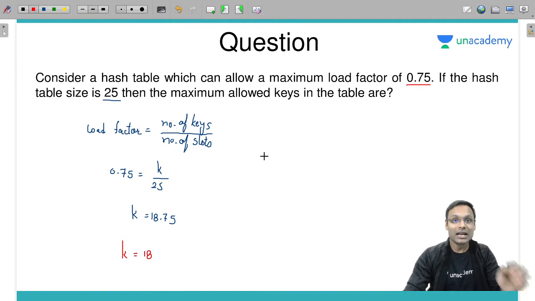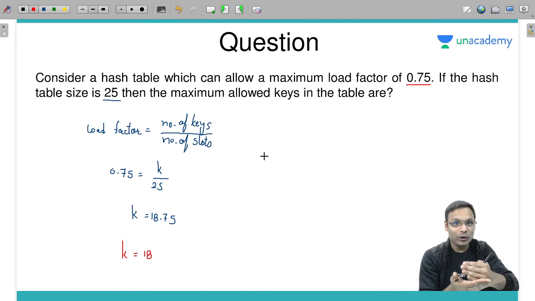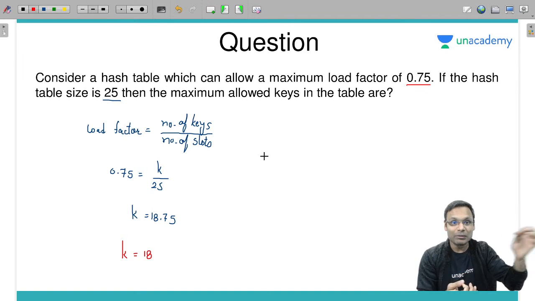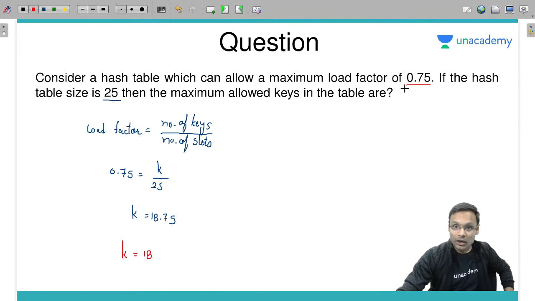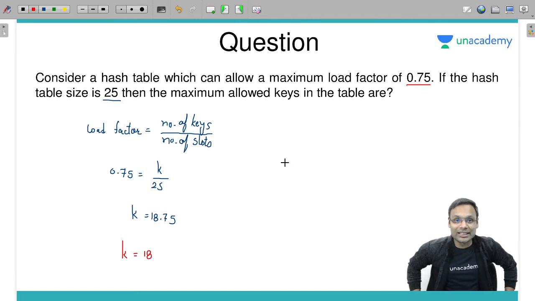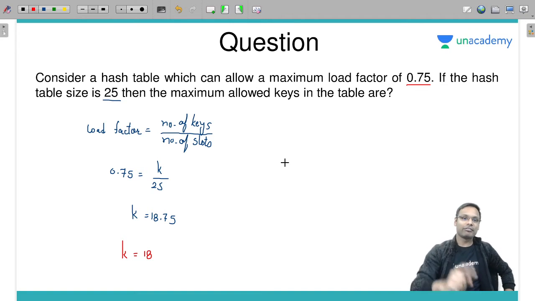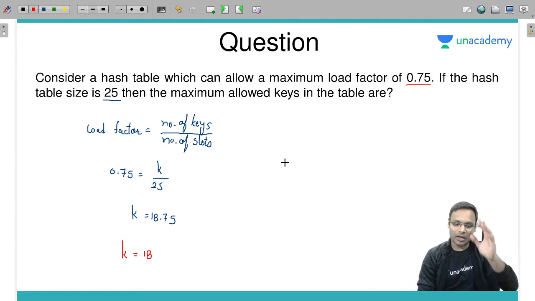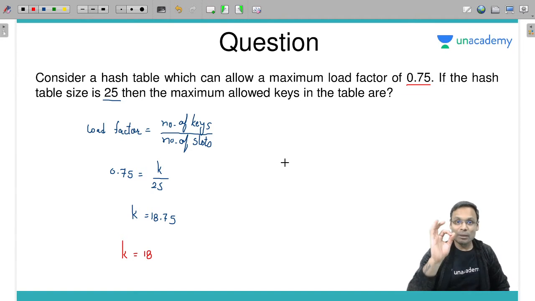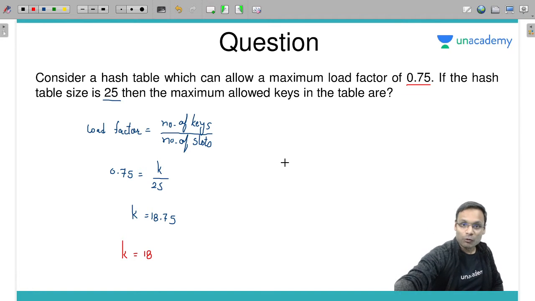Why? Just because अगर आपने 18.75 से ज्यादा की ली, means if you have taken 19 keys, then 19 keys will have the load factor more than 0.75. You can divide it right away. 19 divided by 25, load factor definitely will come more than 75% or 0.75. You can check it out immediately. Got it? Simple question, understandable. Okay, floor, always floor in this case.